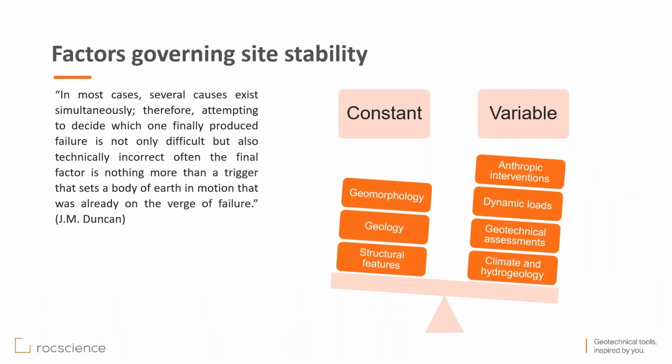Okay, so when we as specialists analyze a slope failure, it is crucial to take into account all the factors that led to the failure. Why am I saying that? Because analyzing only a specific factor is technically incorrect, since the final factor is nothing more than a trigger that sets a body of work in motion that was already on the verge of failure. For the presented case study, we try to split the factors into two categories, constant and variable. I will talk about each one of the factors. So we have the constant factors: geomorphology, geology, and the structural features, and all the other factors are considered as variable.